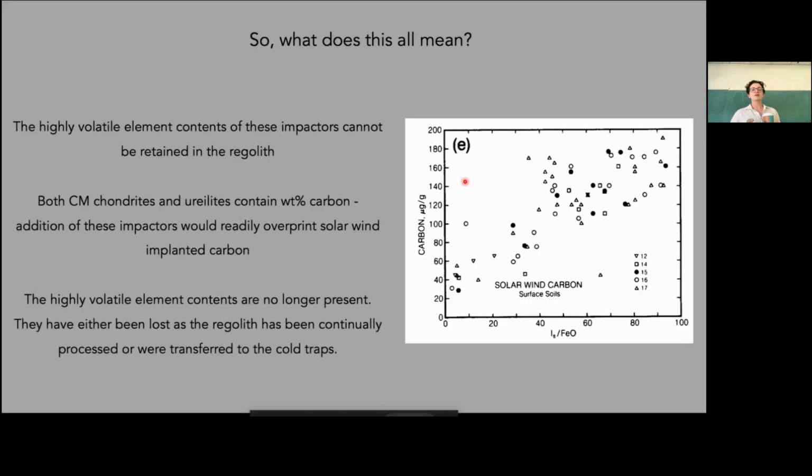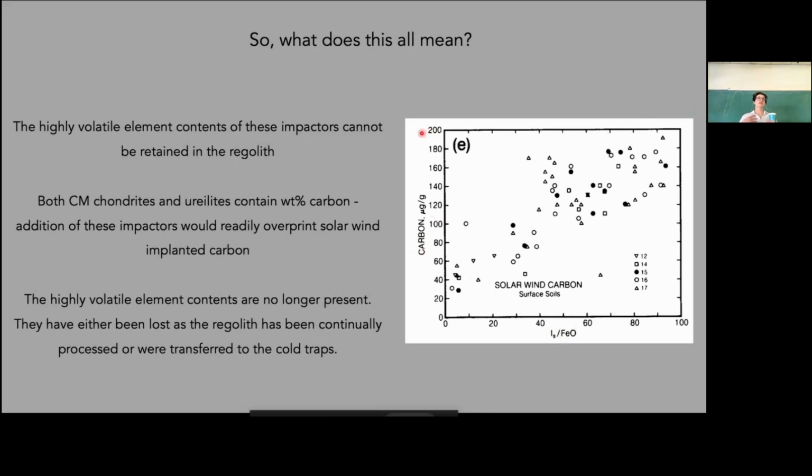So a concept I haven't explored yet, and it's because I think it's a bit of a confusing one in terms of this story, is this concept of solar wind implantation and regolith maturity. So this plot on the right here is showing us the metric of Is/FeO. This is what maturity represents. It reflects the abundance of nanophase iron. And whether we plot carbon, hydrogen, or neon, it's the same story here. Materials with more nanophase iron, more mature, have more solar wind implanted gases.